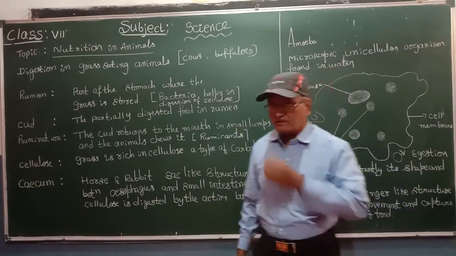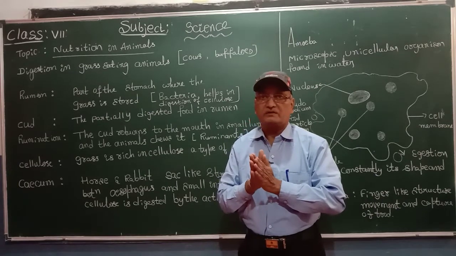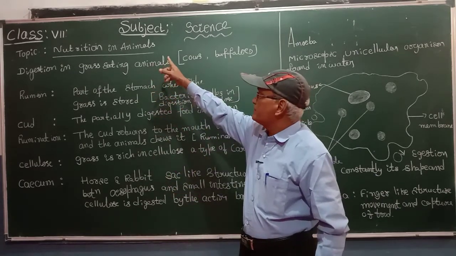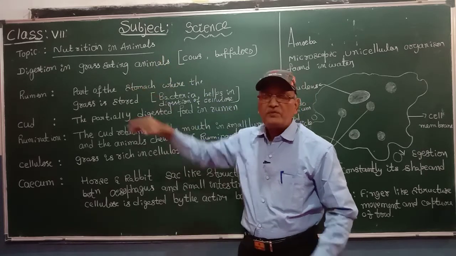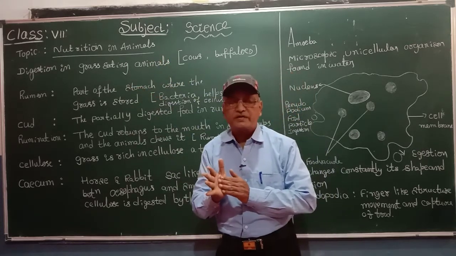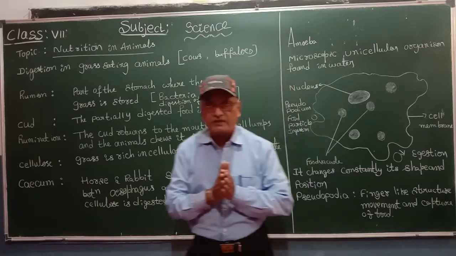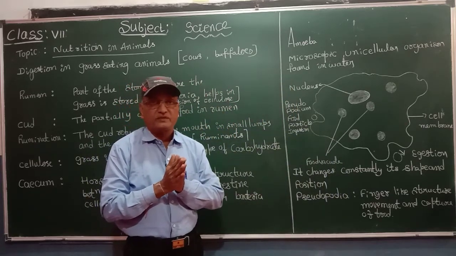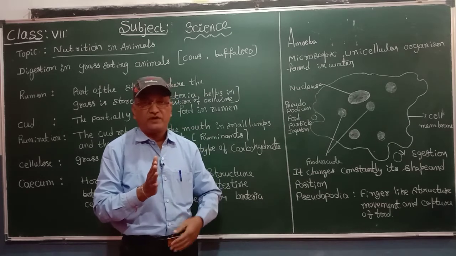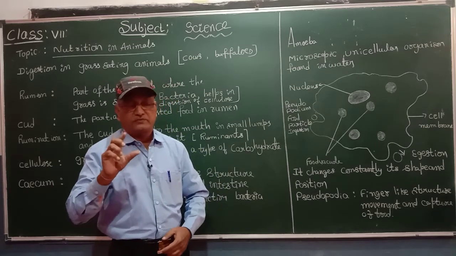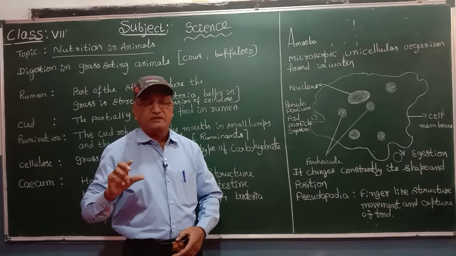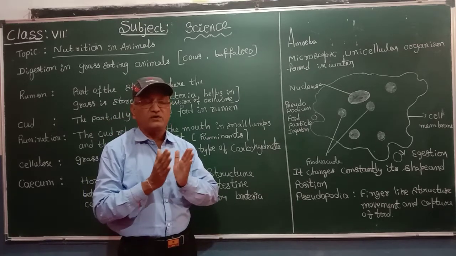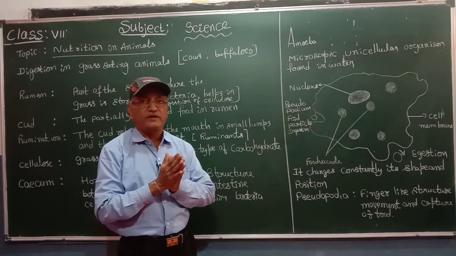Today, let us continue the science second chapter, nutrition in animals. In the previous class, we studied the digestive system of human beings. In that, I explained 6 compartments in detail, how the food undergoes digestion in each compartment.